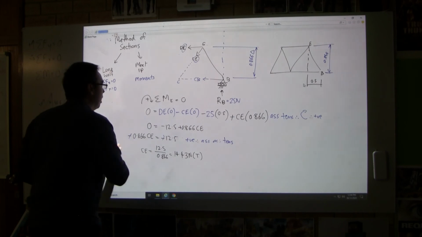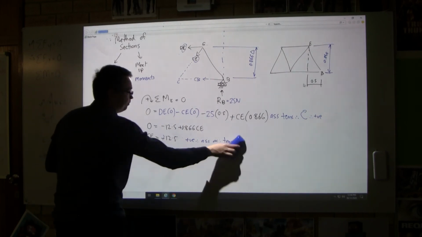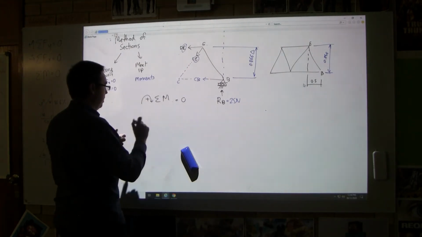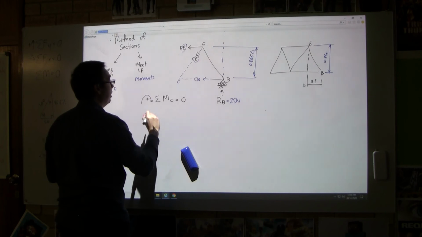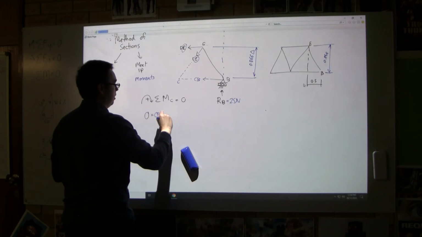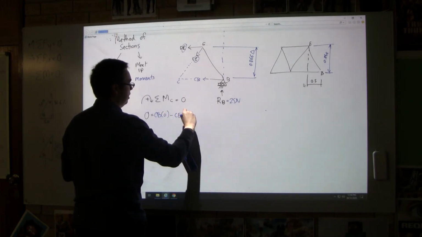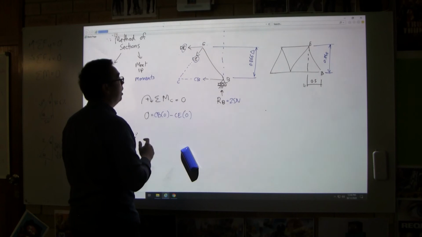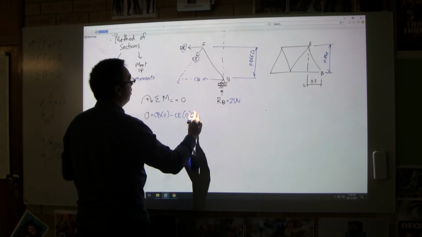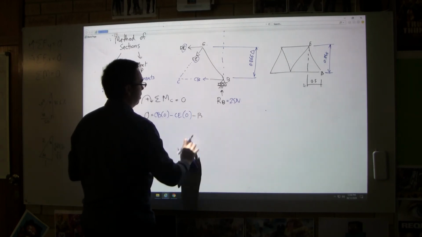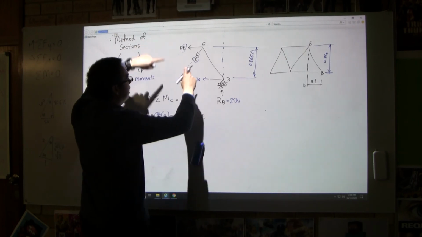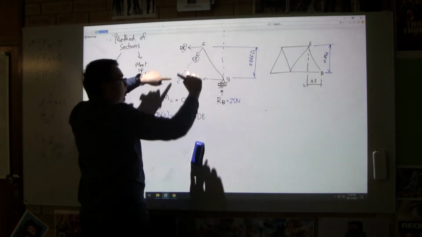We'll do it. Okay, so I'm going to clear this off. It's going to be a very similar process. The sum of the moments about C equals 0. 0 equals. Okay, well first of all, Charlie Brown is 0. Chris Evans is 0. Now, we're finding DE. So DE is how far away from C? 0.86, exactly right. DE equals 0.86 away. Is it going clockwise or anti-clockwise? Anti-clockwise.